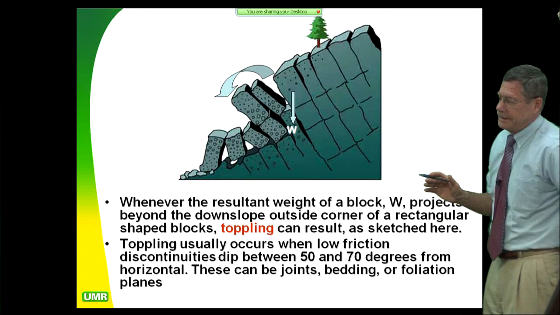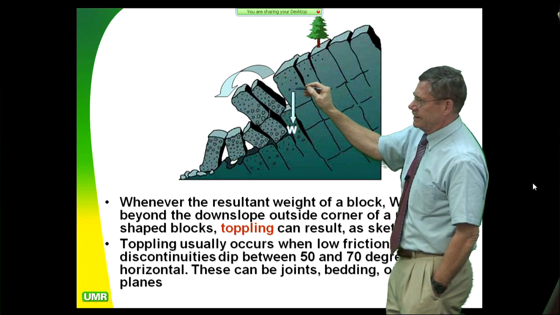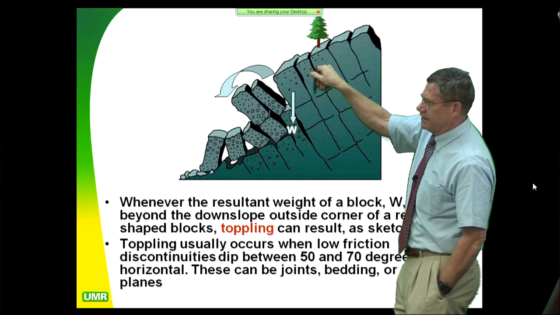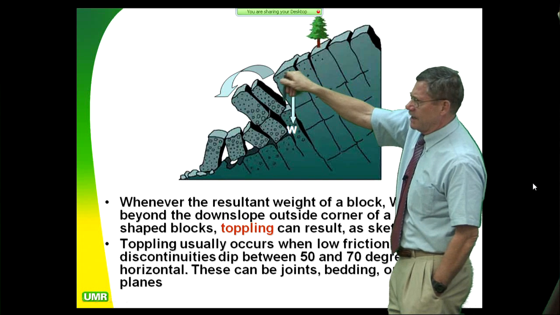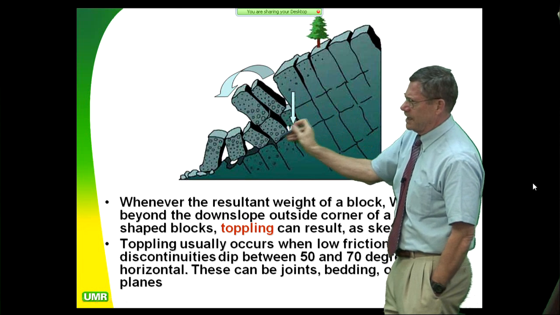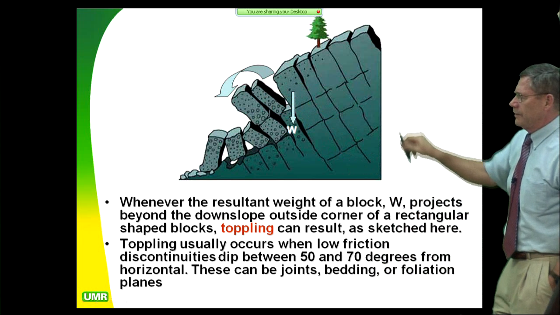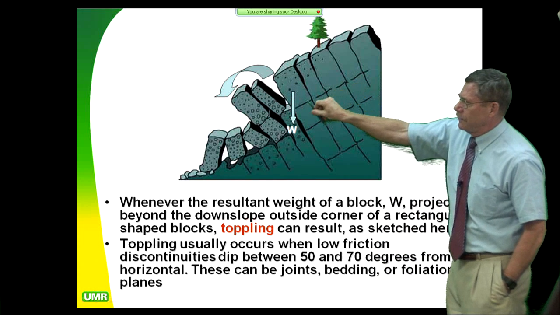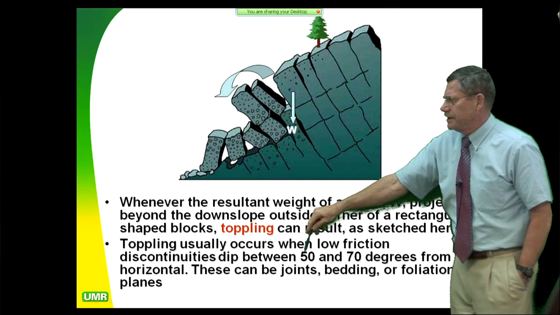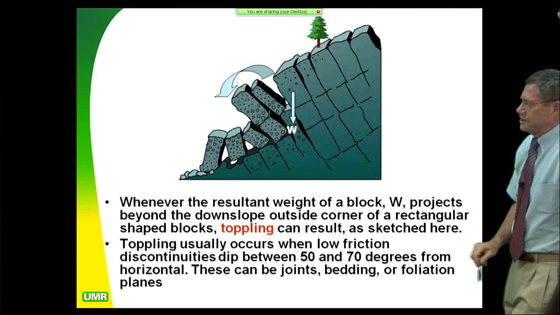Whenever you have a block that is shaped more like a rectangle and the resultant W passes outside this corner right here, if it's outside the corner, you're going to tend to get a toppling failure. If it's inside the corner, you're going to get a sliding failure. So toppling failures are very common when you have regularly jointed or regularly foliated massive rock where you have these low friction discontinuities between 50 and 70 degrees. They can be joints, bedding, or foliation.